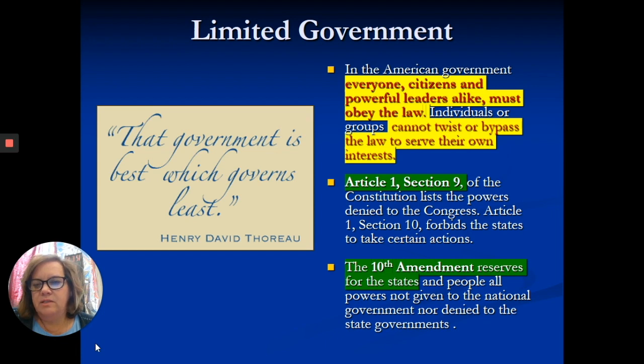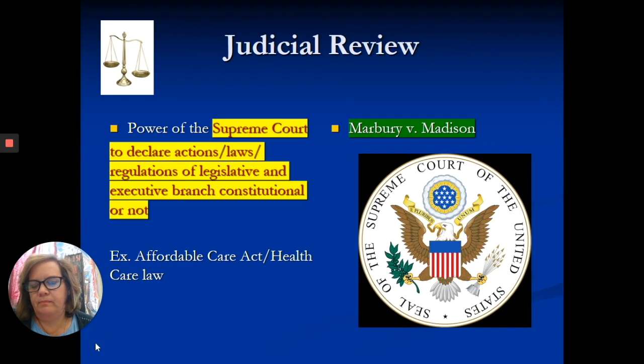We can find limited government in Article 1, Section 9, where you have specific denied powers. And you can also find it in the 10th Amendment, where powers are reserved to the states.